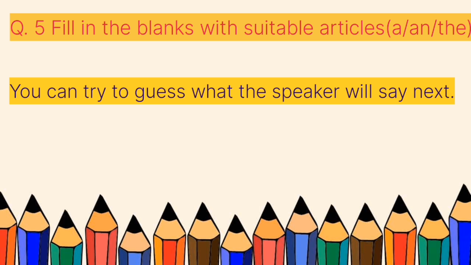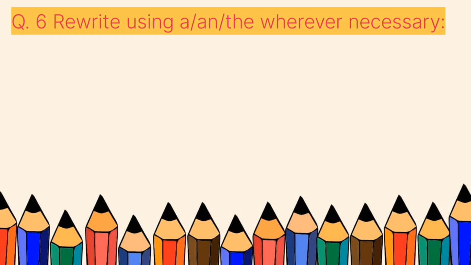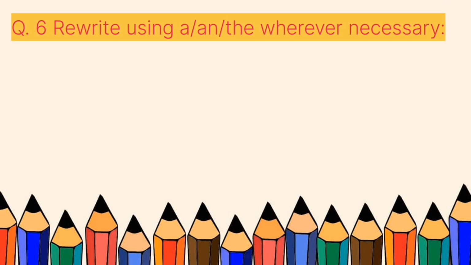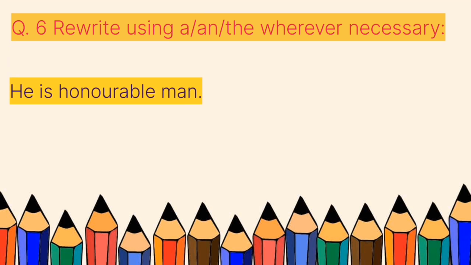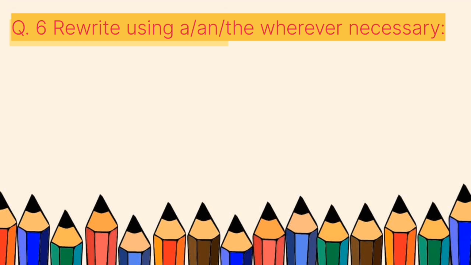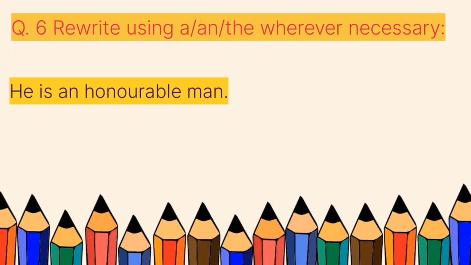Question number 6. Rewrite using a, an, and the wherever necessary. First example: he is honorable man. The answer is, he is an honorable man. Here, the H in honorable is silent, making the first sound a vowel sound O. So, an is used instead of a.